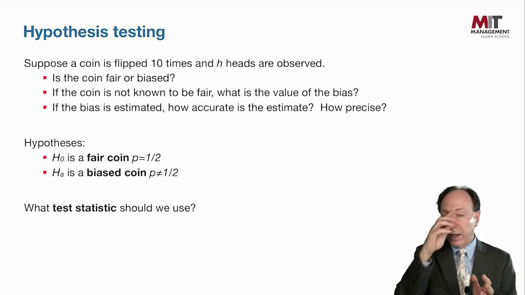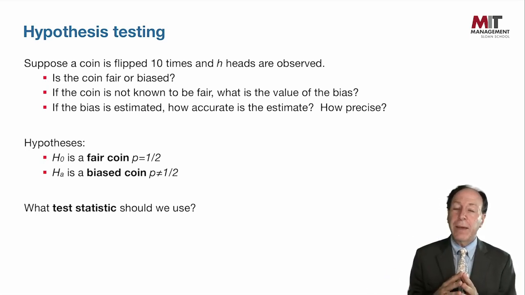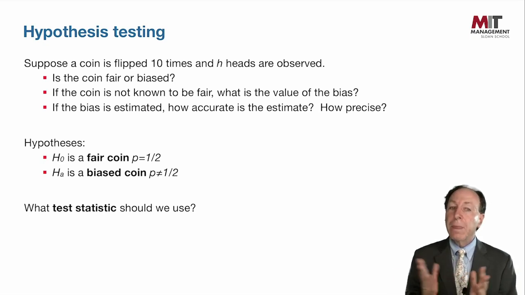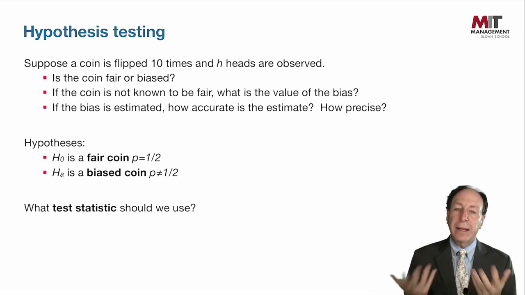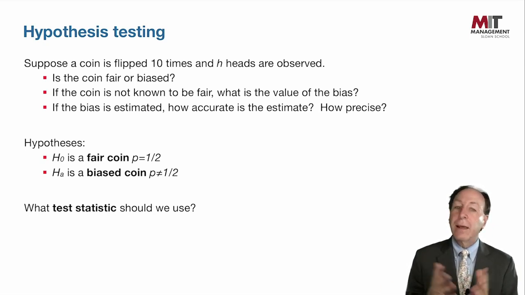If we don't know in advance whether it's fair or biased, we might imagine that there's a particular probability p of observing heads, and we could ask, what's the value of p and what's the best estimate for p? And if we do have an estimate for the bias, how precise is it? How much confidence do we have?